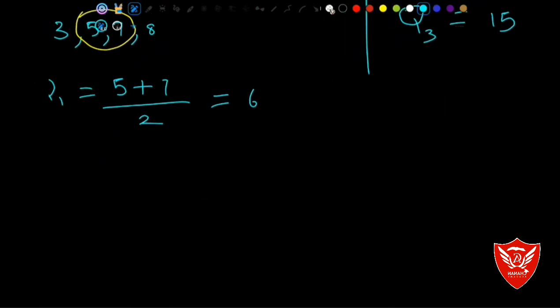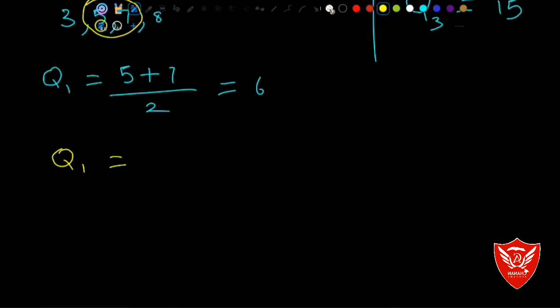So therefore, our first quartile is equal to 6. The second quartile, which is the median, is equal to 10. And then the third quartile is equal to 15.